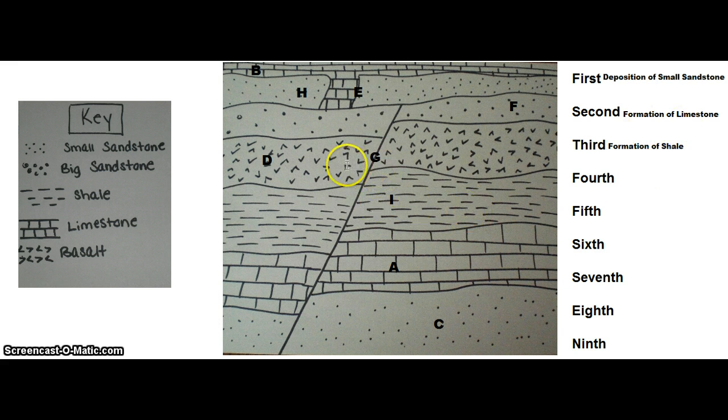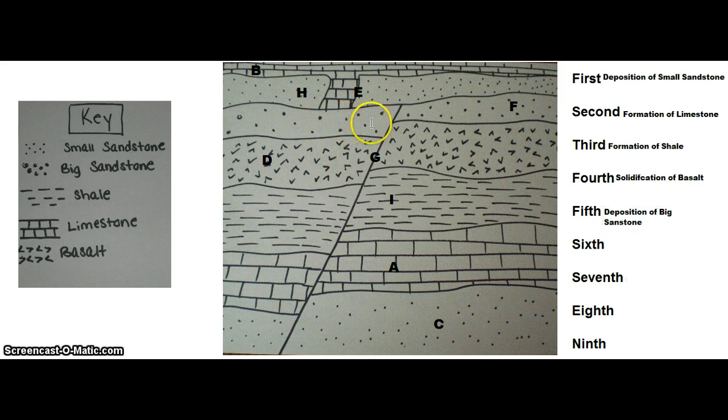And as we keep going, we have D is our next layer, and D is basalt. And we know basalt is an igneous rock, so we can write solidification of basalt, because we know it forms from lava. Next we have layer F, which is big sandstone. So next to fifth, we're going to write deposition of big grained sandstone.